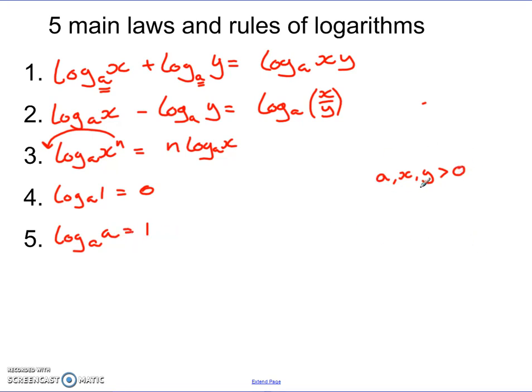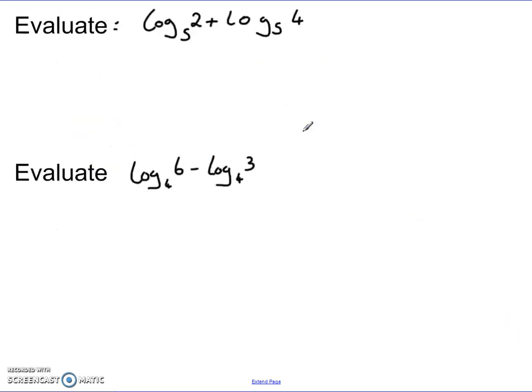And again, the same rule applies that we said before: anything in these logs, so your base or the numbers within them, are always bigger than 0. So these are the 5 main rules and laws of logarithms. Let's have a look and see how we work with them and what we can do with them.